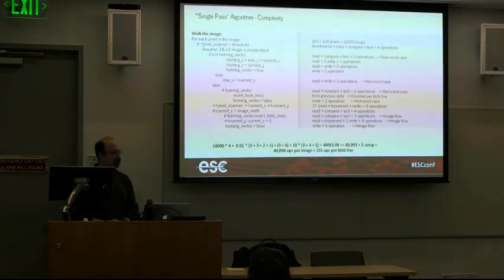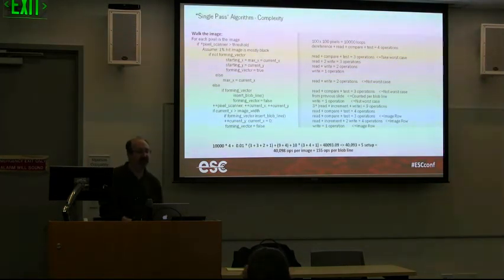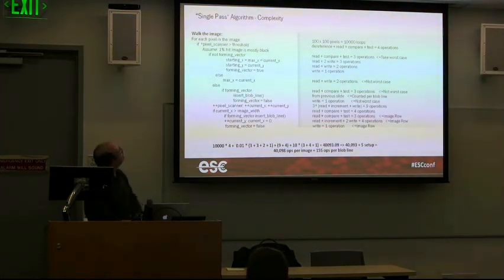Then you walk the image. Pretty much the same thing we did before, except notice the first line. If the value of the pixel scanner is greater than the threshold, I'm still thresholding.